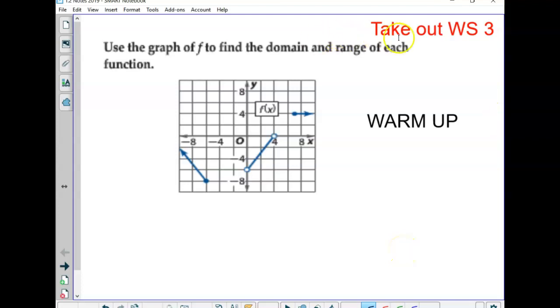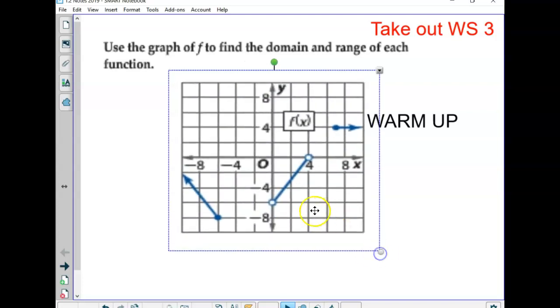So we're going to start on talking about 1.2 today. It's on worksheet 3, but just a quick review, find the domain and range of this function. If this is the entire function, ooh, I just noticed there's a third piece. I'm blind.